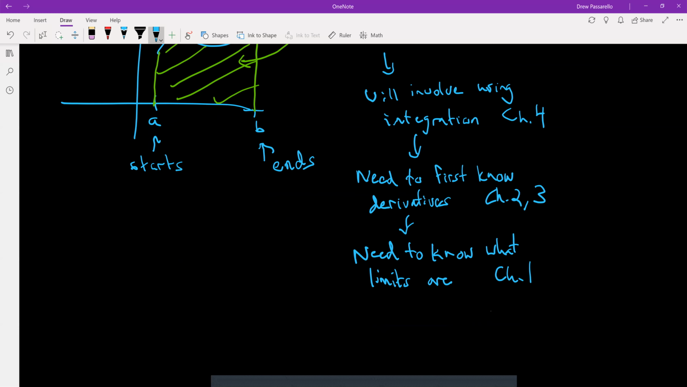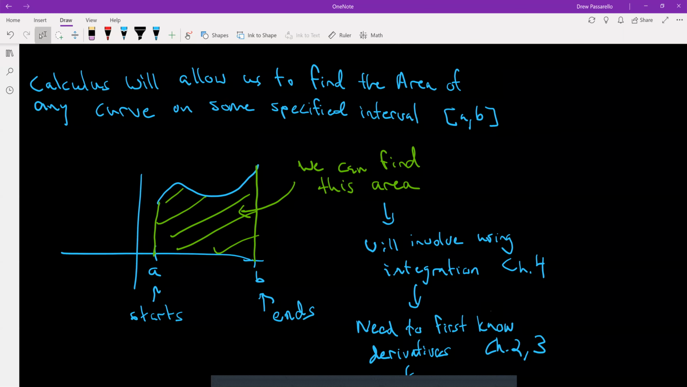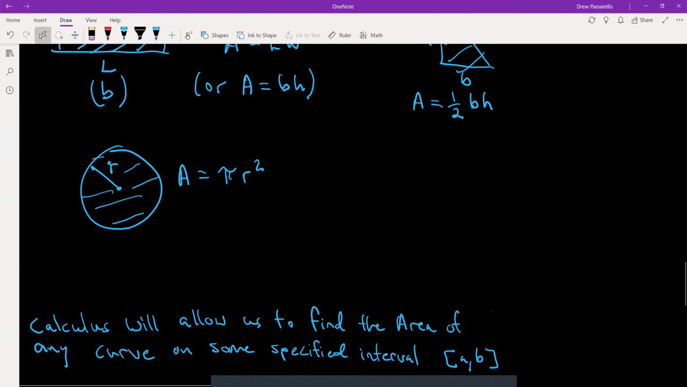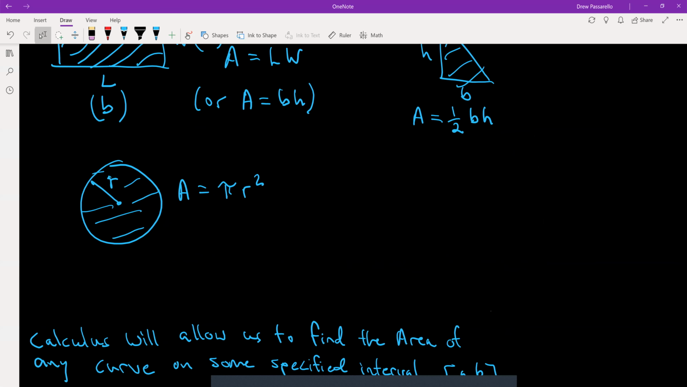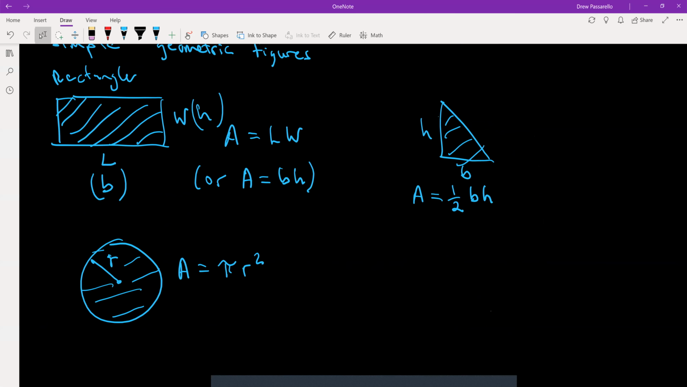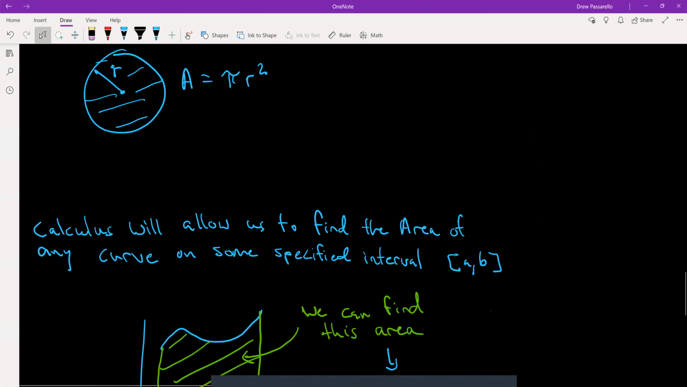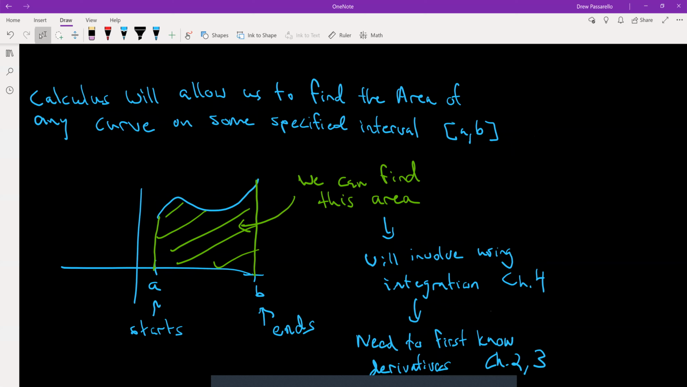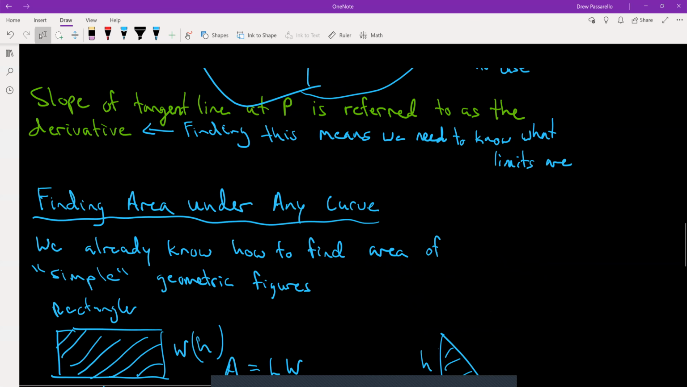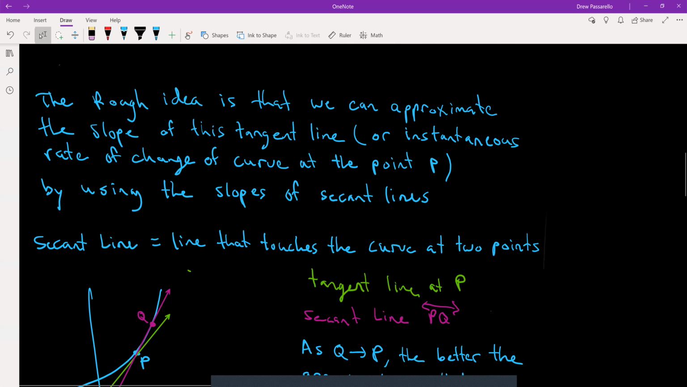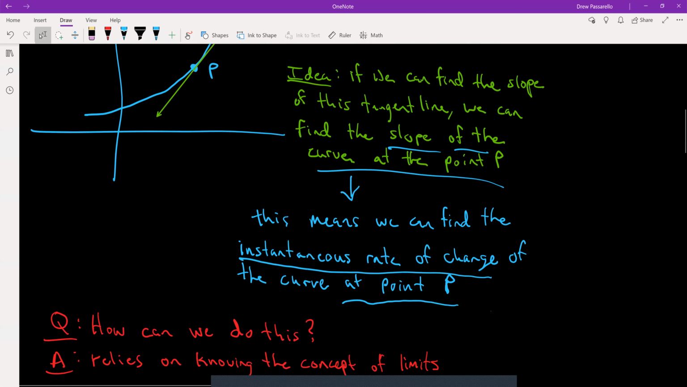All right, so integration is a technique that gives us the ability to find the area under any curve. So we no longer have to deal with these perfect geometric shapes like a rectangle, a circle, or a triangle. It can be any wacky looking curve. All right, so that's the two main ideas. One of them's called the tangent line problem, and the other one's finding area under a curve.